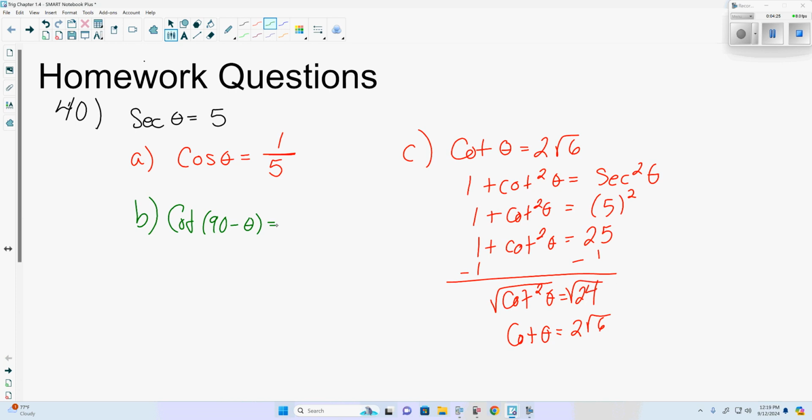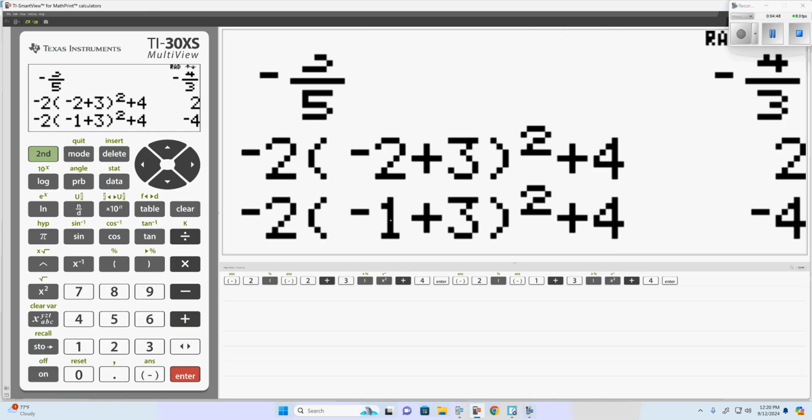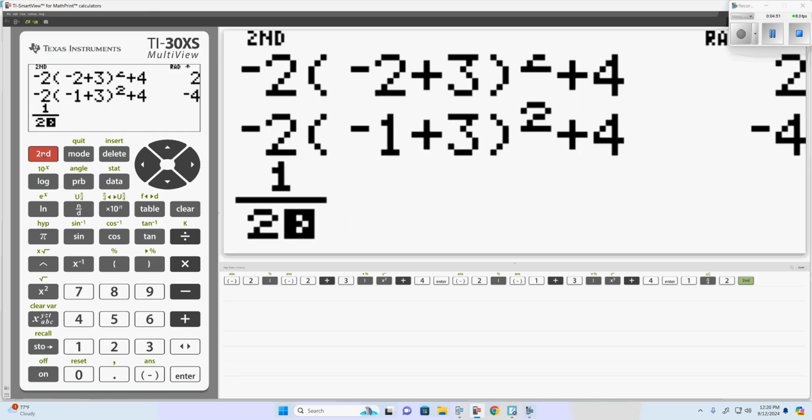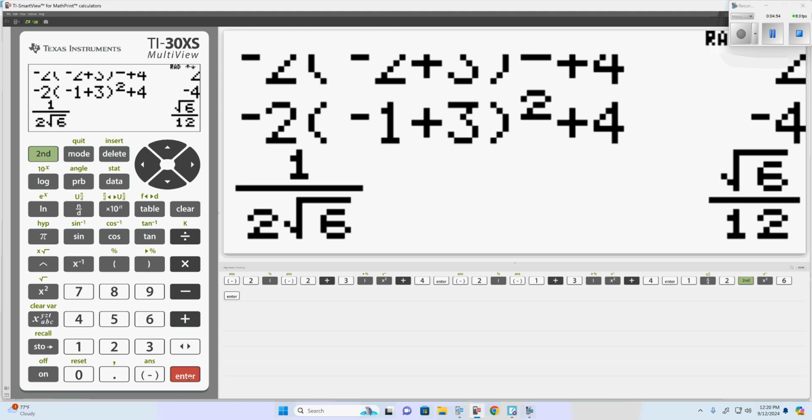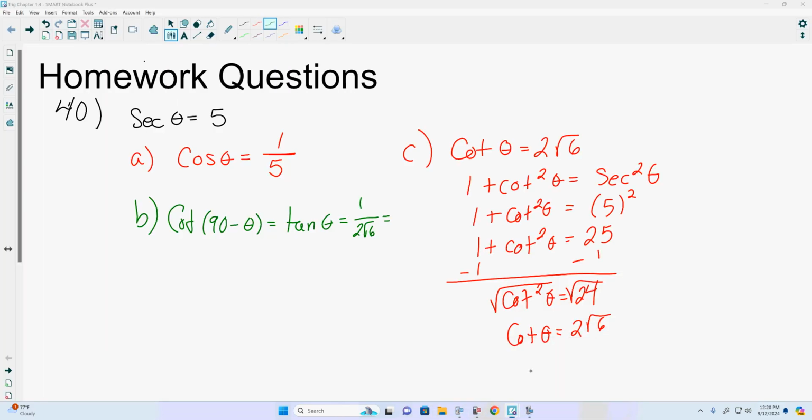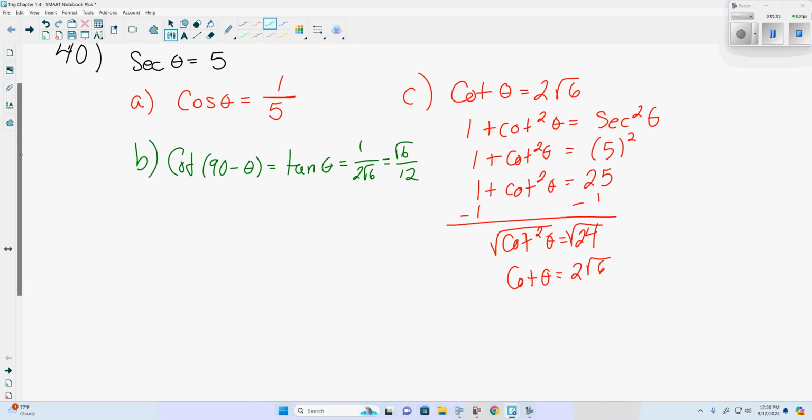That's part of 1.2. And tangent's 1 over cotangent, so we can say that this is 1 over 2 square root of 6, right? Which would be square root of 6 over 12. That would be B, and that just leaves us with part D.